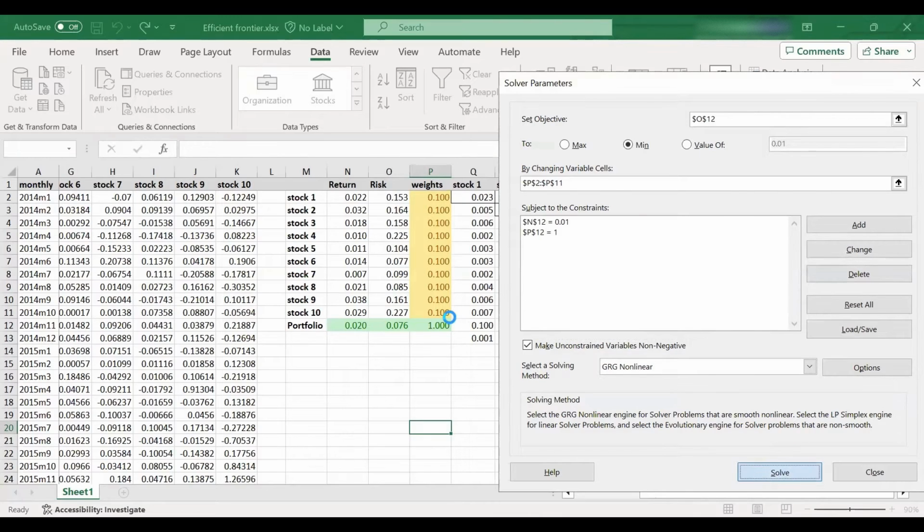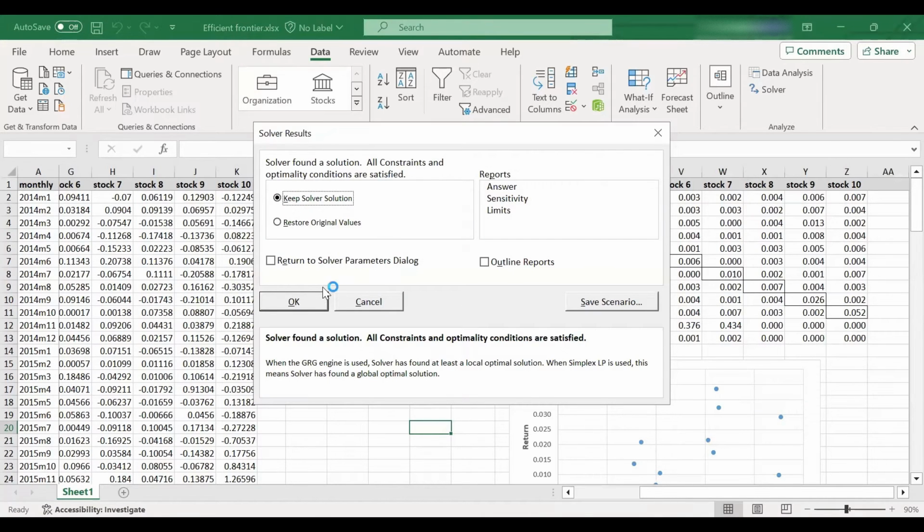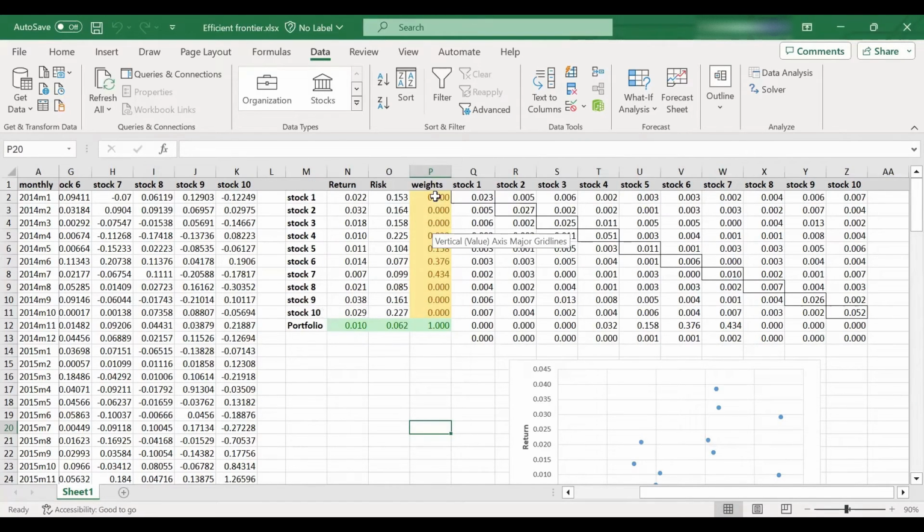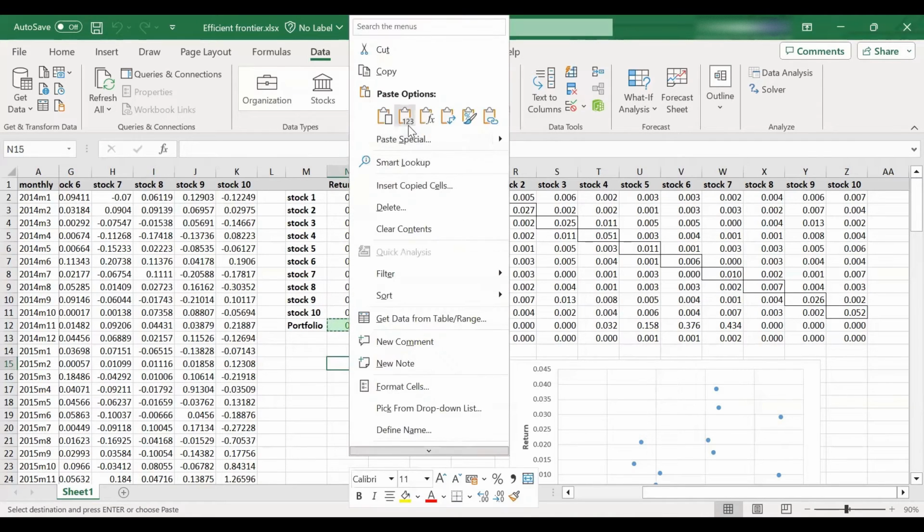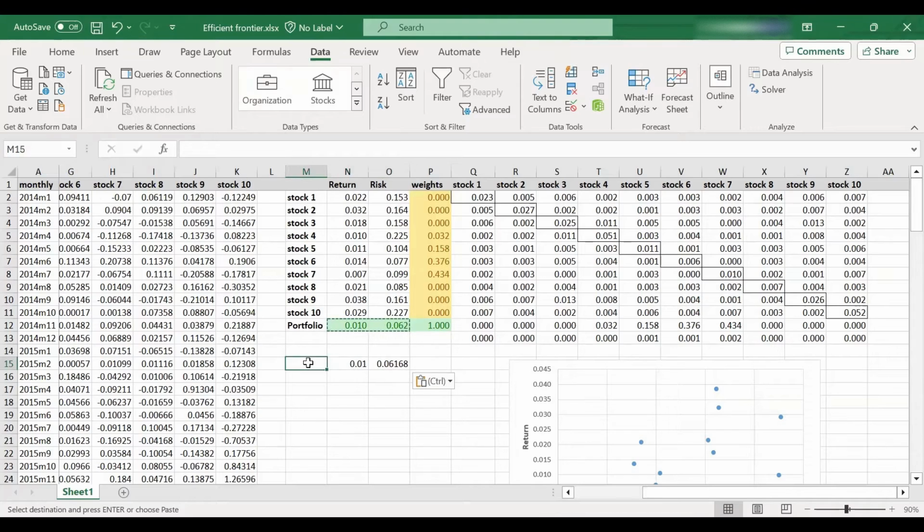Okay. So let's do a run like this. So it says Solver found the solution. So we would like to keep the solution, yes. And as you can see, some of the weights are decreased to 0. Initially, everything was 0.1. And there are 4 positive weights here. So this portfolio essentially invests in these 4 assets. It has a return of 0.01 because I forced it to have this return. And it has a risk of 0.06. So I'm just going to save these because I would like to plot them. So this is my first portfolio. Okay, let's call it P1, portfolio 1.